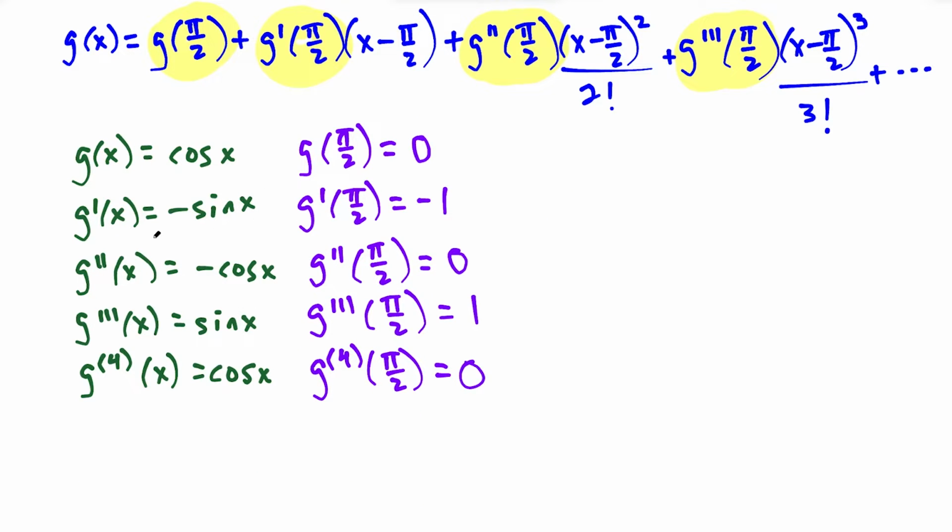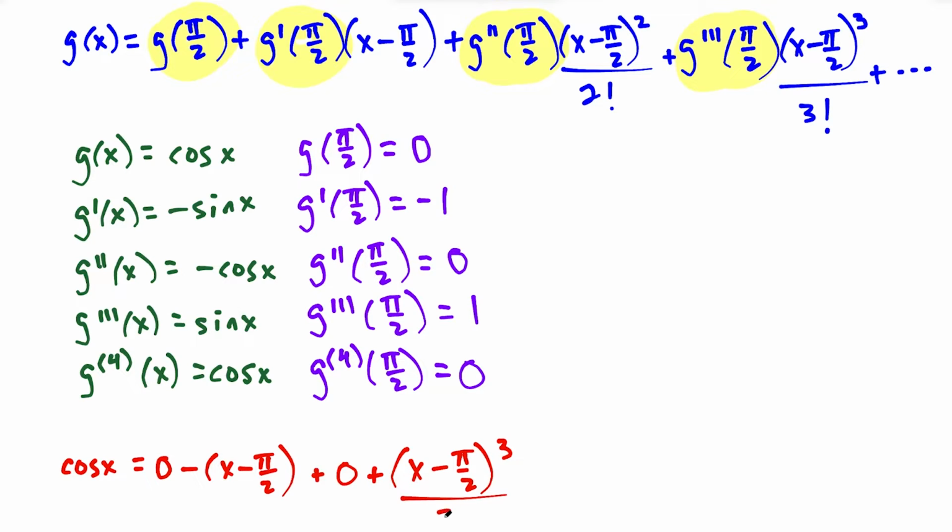So now just plug into the formula. g of x is equal to cosine x. So we have cosine x is equal to g of pi over 2, which is 0. So we have 0 plus, and then the next term here, g prime at pi over 2 is minus 1. So I'm going to write minus, and we have x minus pi over 2 like this. And then our next coefficient is 0. g double prime at pi over 2 is equal to 0. So I'm going to have plus 0. And then after this, g triple prime at pi over 2 is equal to 1. So I'm going to have plus 1 times x minus pi over 2 to the third power, and this is being divided by 3 factorial.